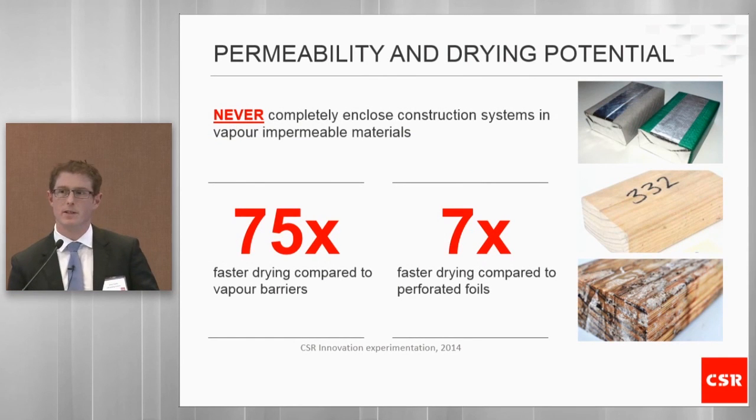Last year, CSR did some investigations into the drying rate or drying capacity of construction membranes. And as a golden rule, never completely enclose construction systems in vapour impermeable materials, because we found that's a good way to make mould grow and timber rot. And we found during this experimentation that vapour permeable membranes will dry 75 times faster than vapour barriers. So these are the foil face membranes, and they will dry 7 times faster than the perforated foil barriers.